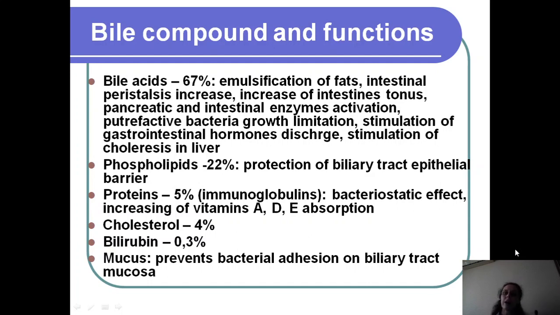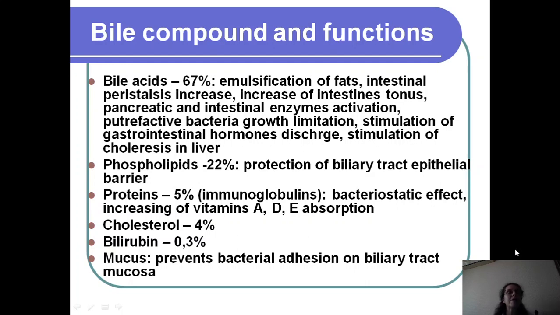Bile composition and functions. You see that bile acids are a great part of bile in general and make approximately 67% of its contents. It's a very important component of the bile actually, and bile acids generally provide and support normal consistency of the bile. All substances which should be dissolved, they keep dissolved, for example bilirubin and cholesterol, so they make like a suspension. They are not making concrements, they are not making sediment, and that is supported by bile acids.